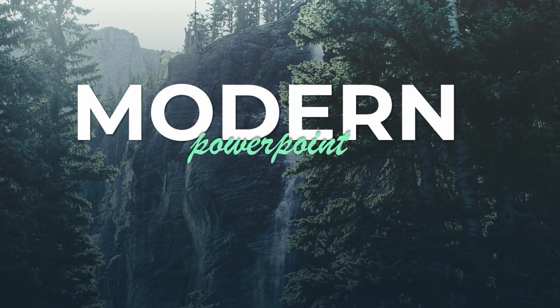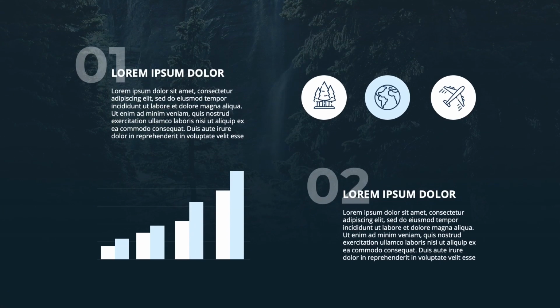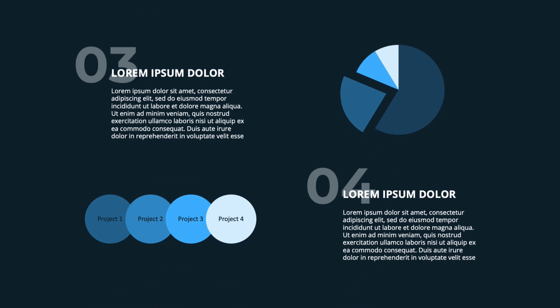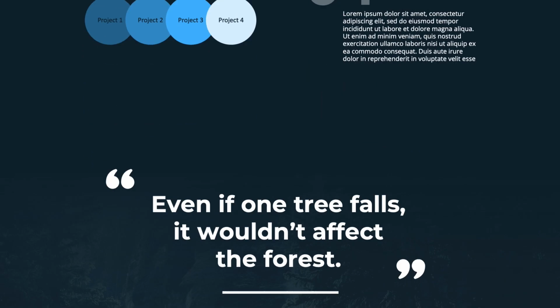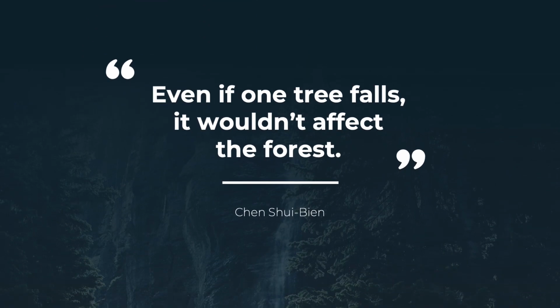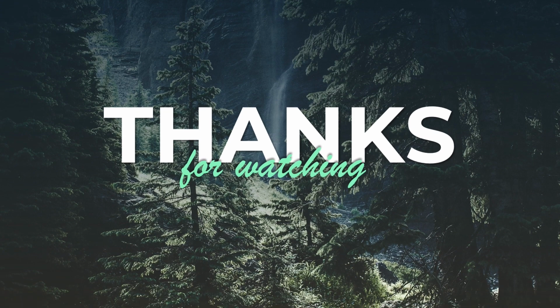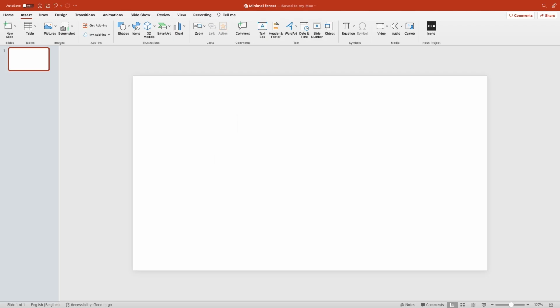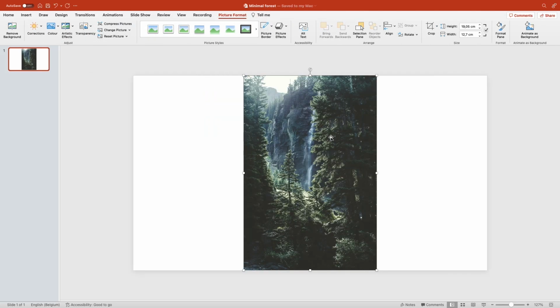Today we're learning how to make this modern PowerPoint presentation all the way from scratch. This presentation gives you the illusion that you're scrolling down on one single page because of the image in the background. Let's start from a blank page, add an image, a portrait image, right-click crop, and make sure it fills the entire page.